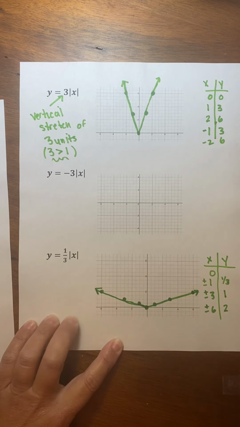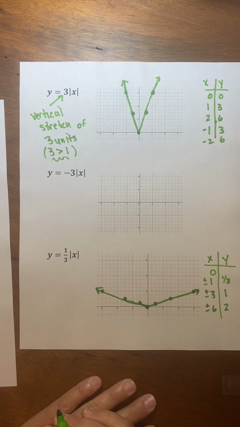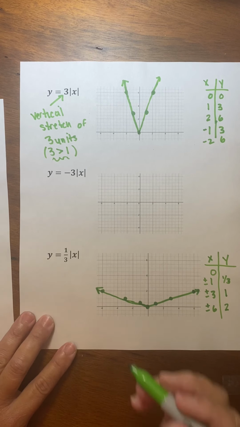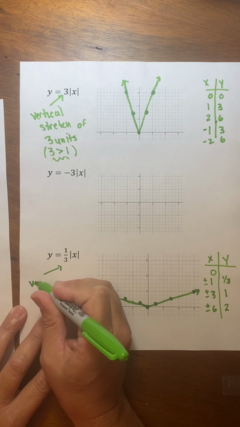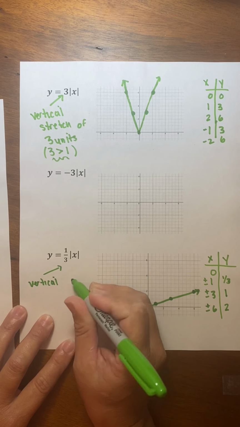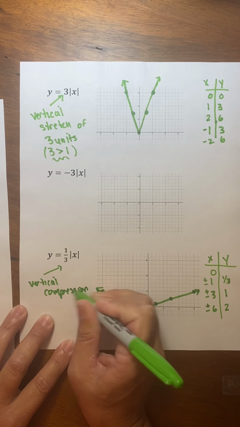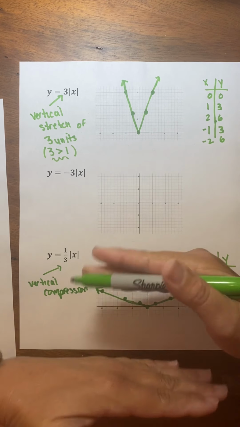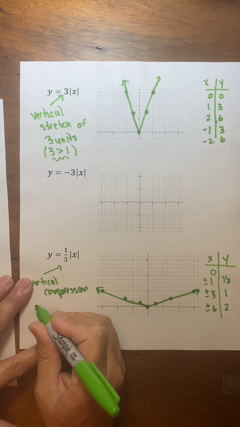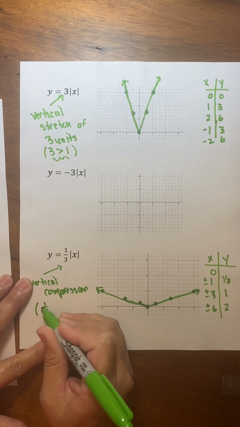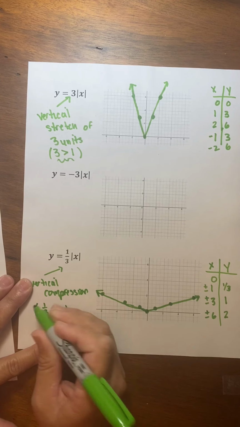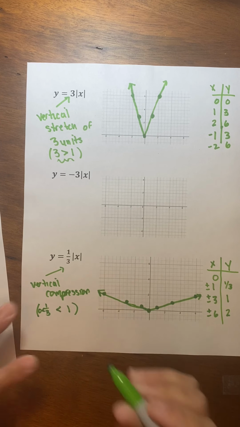although it's not super mathematical, I say we smushed it or compressed it. So this is a vertical compression. Right, so it's compressed or smushed, and it's smushed since 1/3 is less than 1. I should put, is also greater than 0, right?